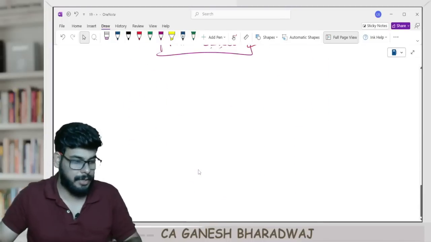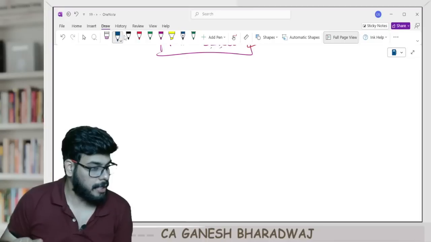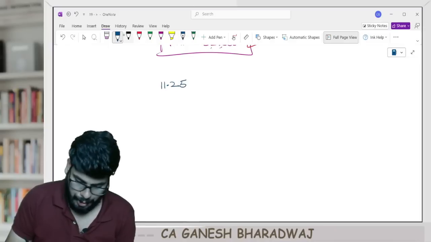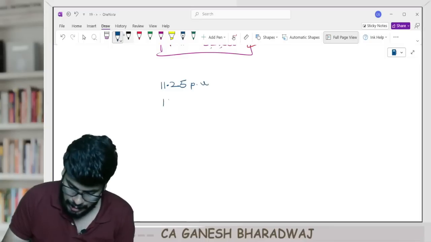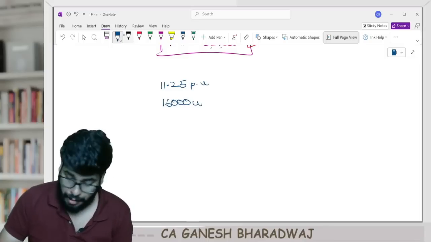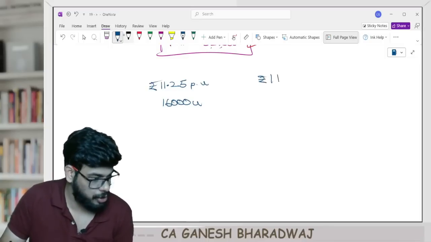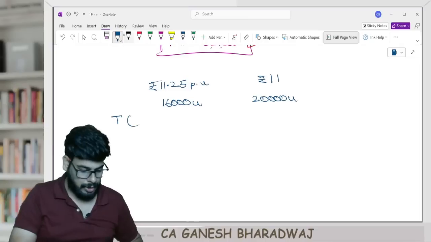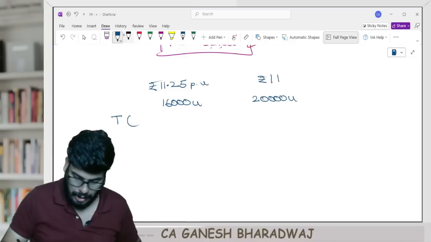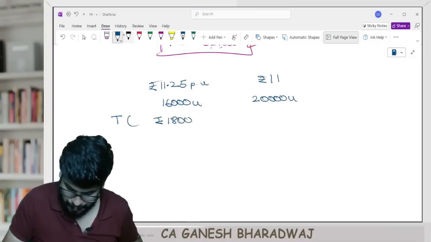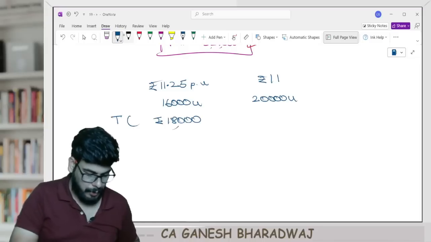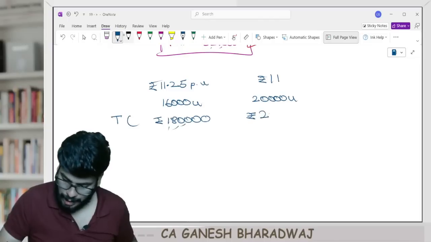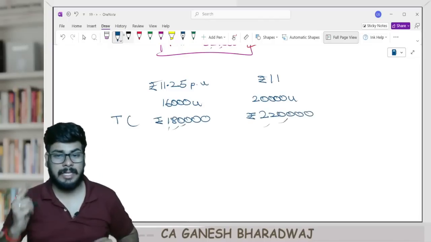So now what have they given here? They have mentioned that her cost per unit is going to be 11.25 rupees per unit if she is going to sell 16,000 units. Similarly, the cost is going to be rupees 11 if she is selling 20,000 units. So the total cost if she is selling 16,000 units is 11.25 into 16,000, that's going to be rupees 1,80,000. And here it's going to be 20,000 into 11, that's going to be rupees 2,20,000.